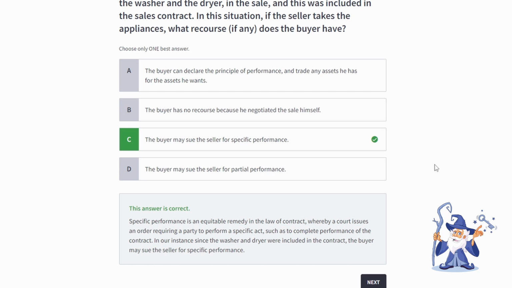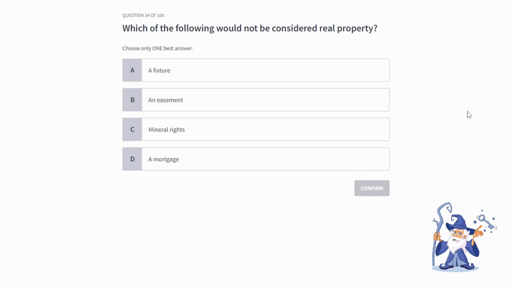we have to go by the textbook's terms. And when you hear specific performance, that is a remedy in the law of a contract, where a court essentially issues an order requiring a party to perform a specific act or action, and that's where they get that word specific performance. So in this case, since the washer and dryer were included in the contract, the buyer may sue the seller for specific performance. Makes sense? Hopefully.